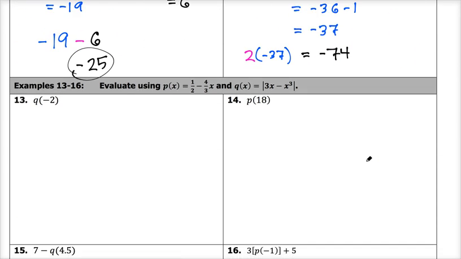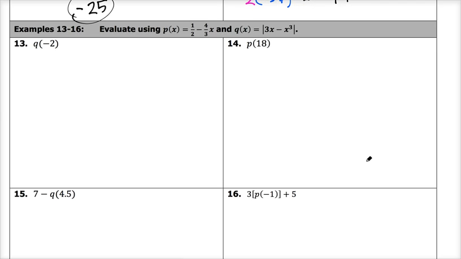Okay, moving on to 13, 14, 15, and 16. Same concept, function notation. This time I've changed the functions for you though. I'm telling you p of x is 1/2 minus 4/3 x, and q of x is the absolute value of 3x minus x cubed. So just getting a little bit more challenging here.